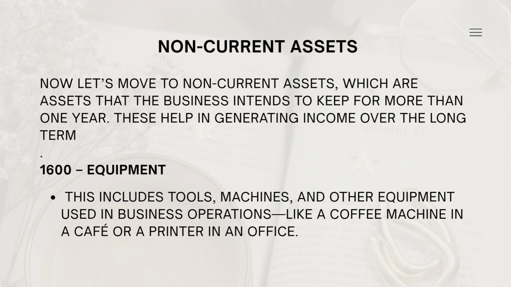Next, non-current assets. Now let's move to non-current assets, which are assets that the business intends to keep for more than 1 year. These help in generating income over the long term. 1600, equipment. This includes tools, machines, and other equipment used in business operations, like a coffee machine in a cafe or a printer in an office.